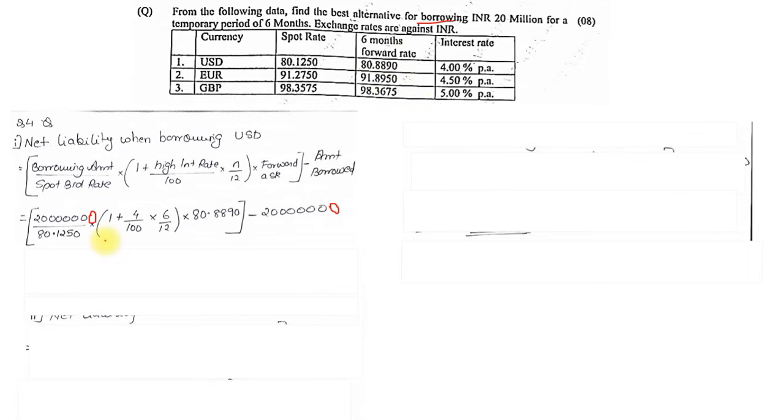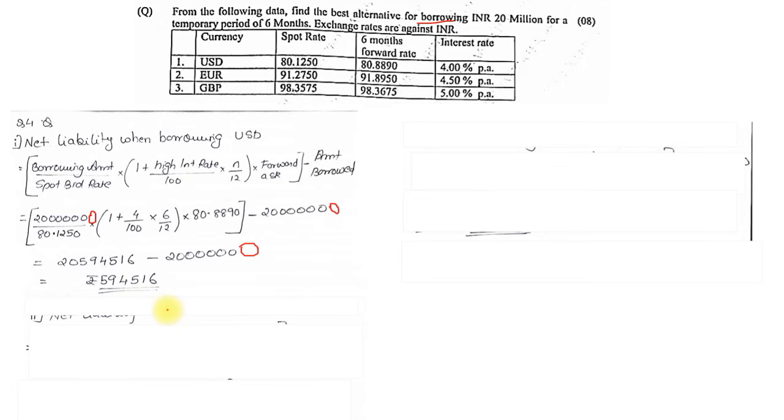So when you get this value, the amount comes to around 2,59,45,16 minus 2 crores. So we get the difference of 5,94,516. We get the net liability of 5,94,516. This was the net liability when we are borrowing from USD. So if you borrow from USD, this is the amount of liability, the interest and everything that we need to pay, approximately 5,94,000.